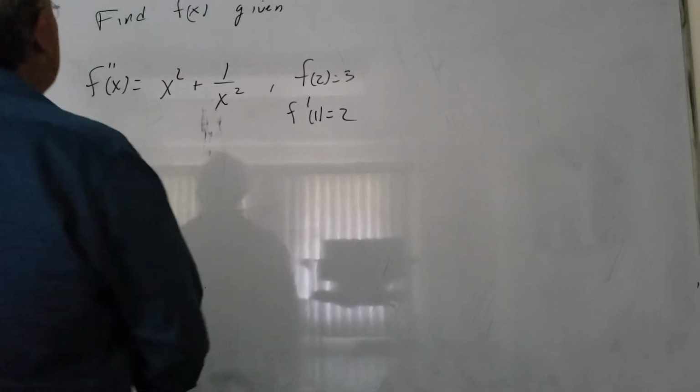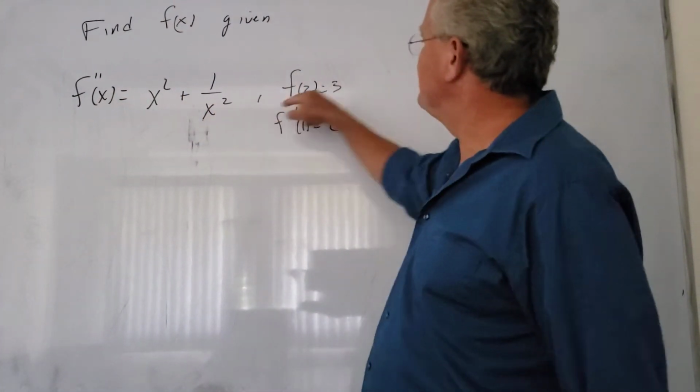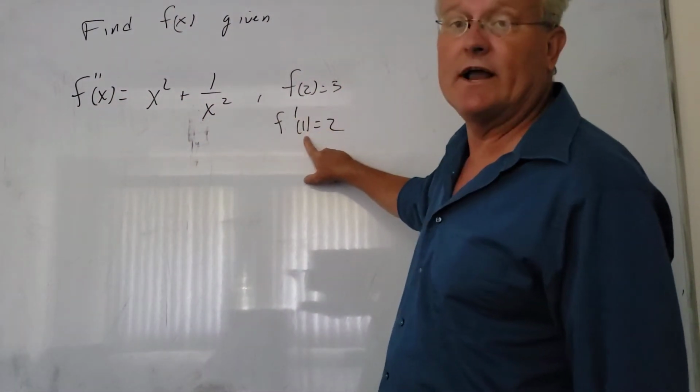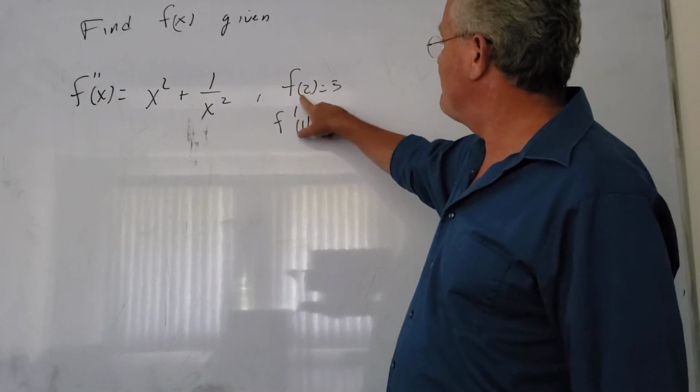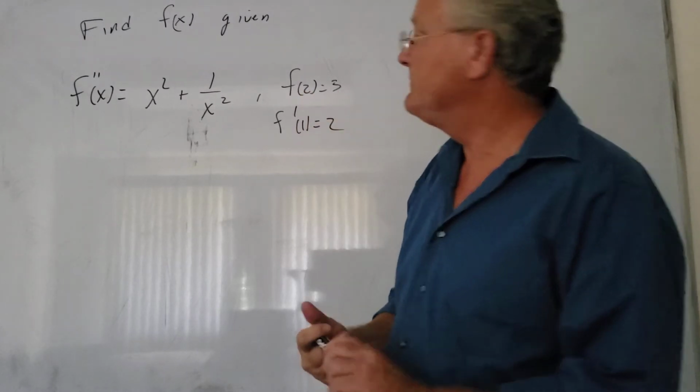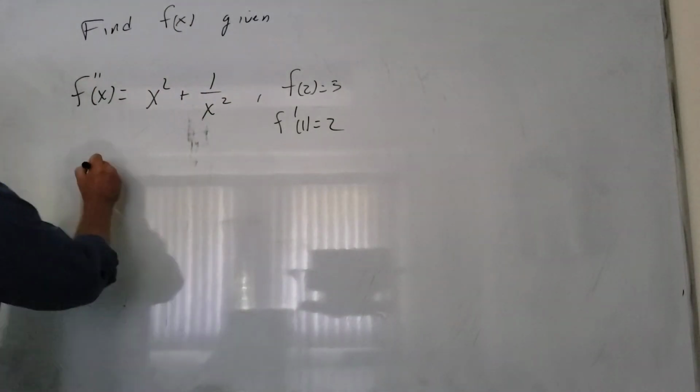Okay, so we're going to find f of x given that the second derivative is this, the first derivative when x is 1 is 2, and f when x is 2 is 3. So the first thing we want to do is integrate.